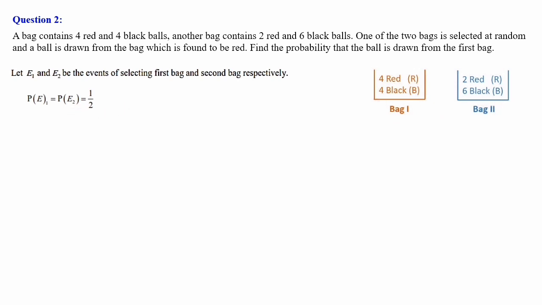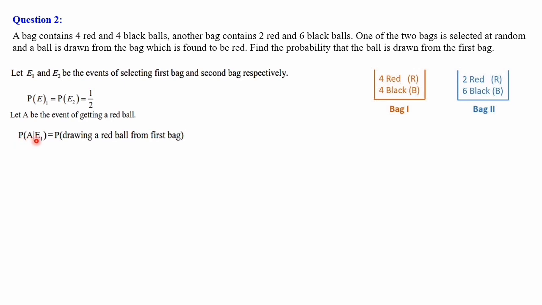Simple probability that is. Next, let A be the event of getting a red ball. Another event we have assumed, that is our experiment of drawing a red ball. So let A be the event of getting a red ball. And conditional probabilities we are calculating now.